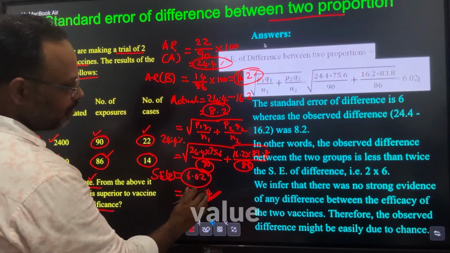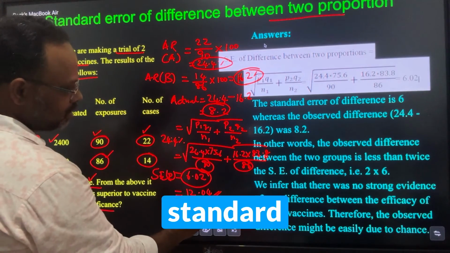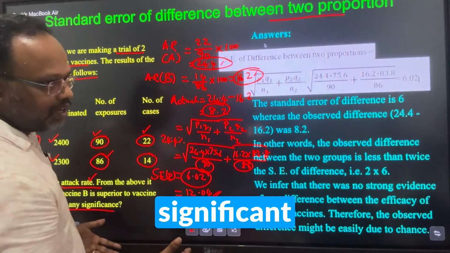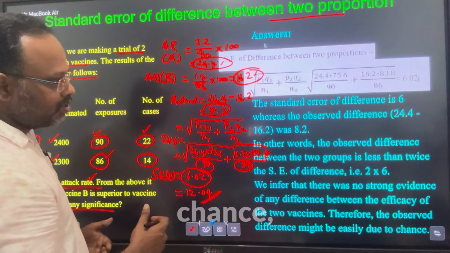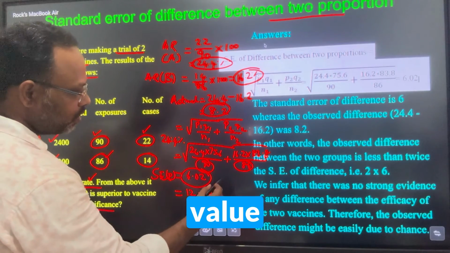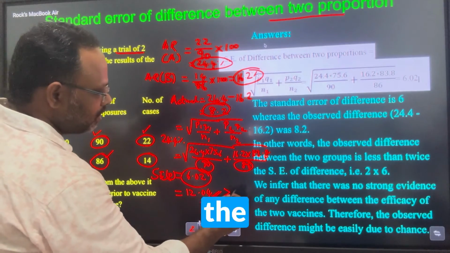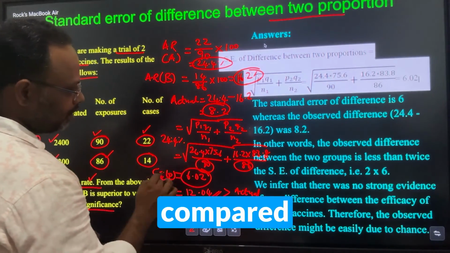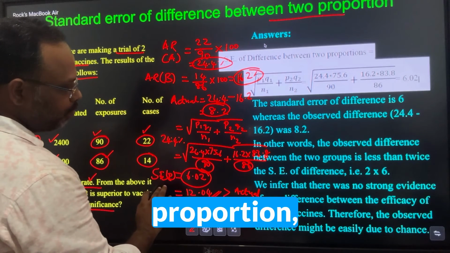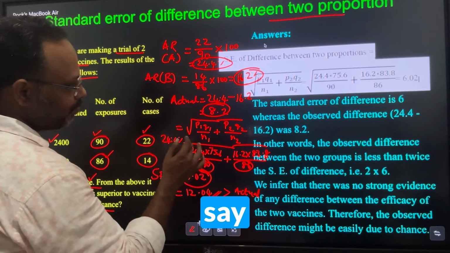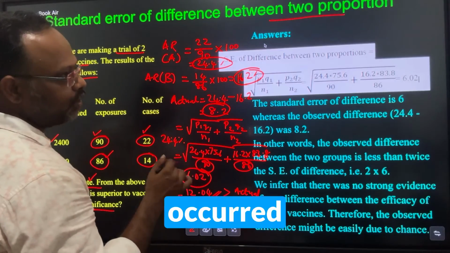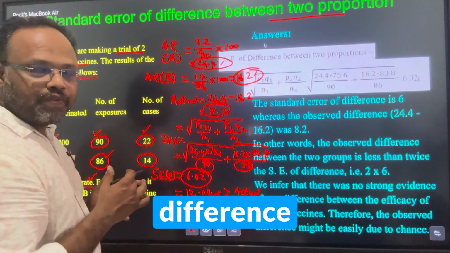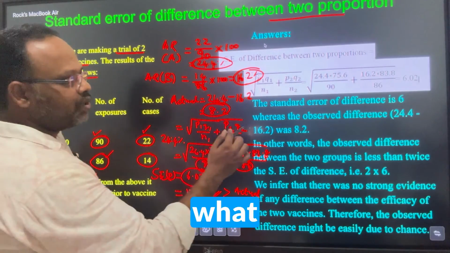If the actual difference were greater than twice the standard error of difference between two proportions, then we would have said it is a significant difference and it has not occurred due to chance. But now twice the standard error is greater than the actual difference. That is, the actual difference is less compared to the standard error of difference between two proportions. Then you can say this difference has occurred due to chance and not due to a significant effect of difference between two groups. That is what is written here.